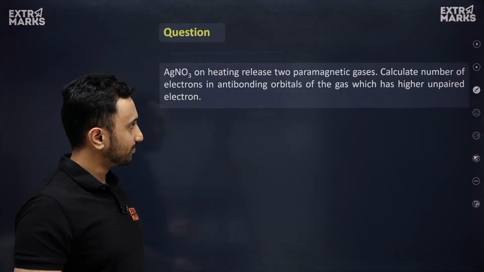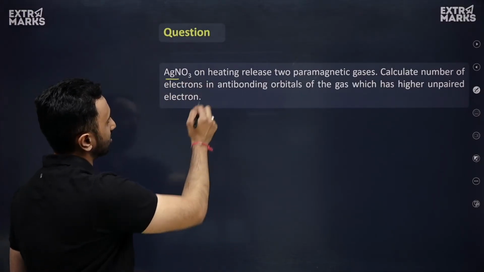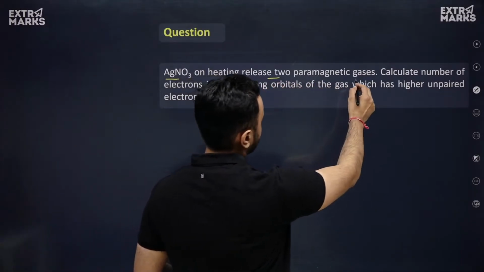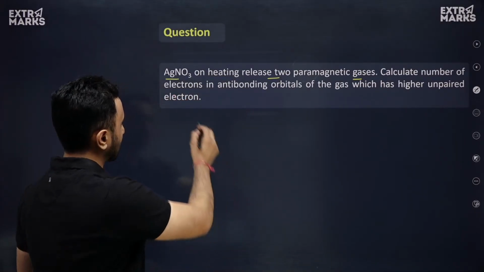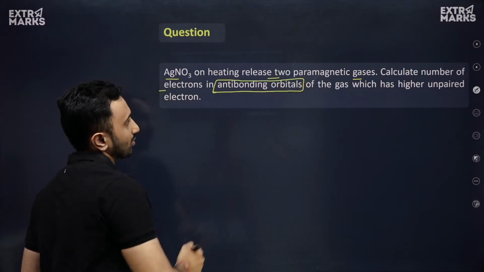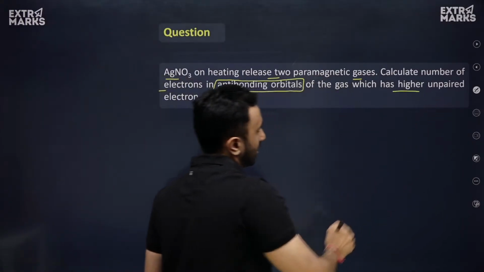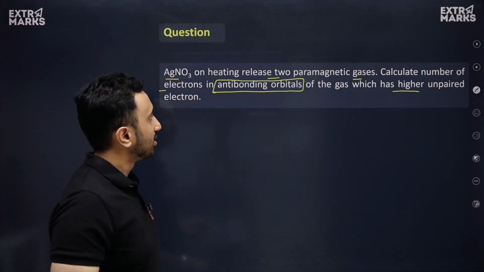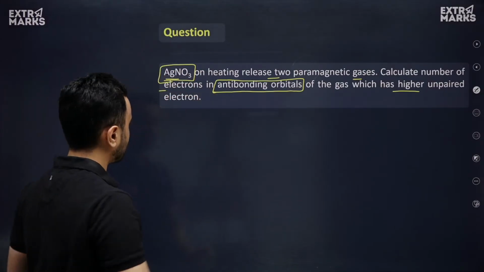Now let's move forward. Okay, again some reactions. AgNO3 on heating releases two paramagnetic gases. Then calculate the number of electrons in anti-bonding orbitals of the gas which has higher number of unpaired electrons. So here we have this AgNO3. We must know the reactions first. So what is the reaction?